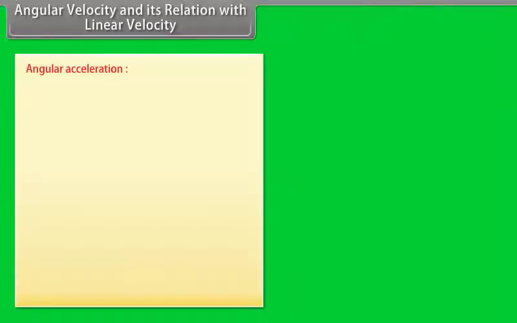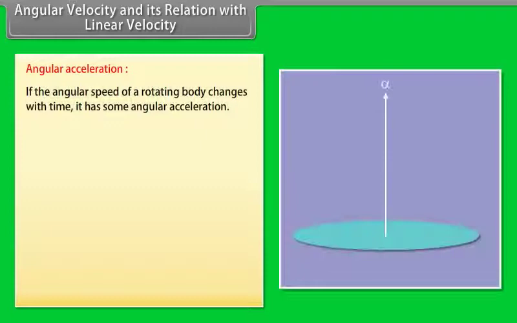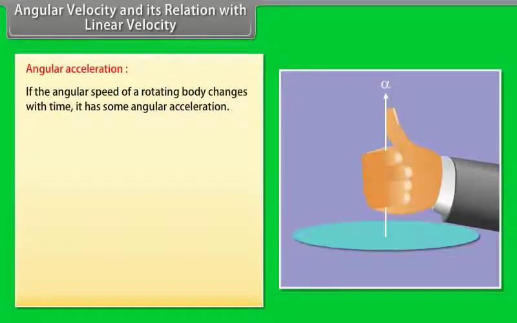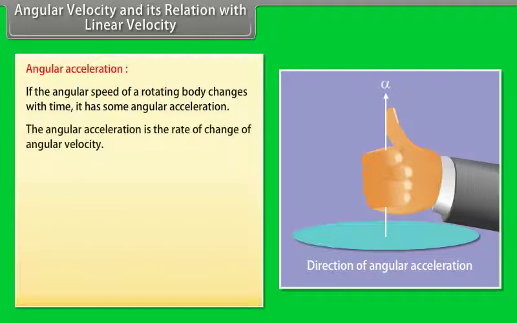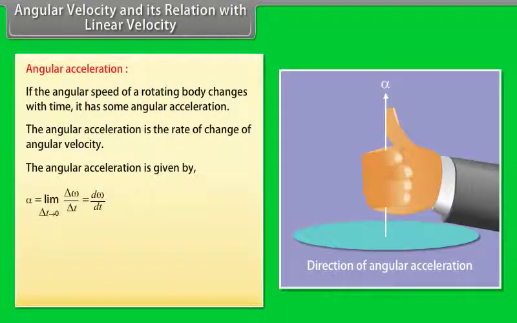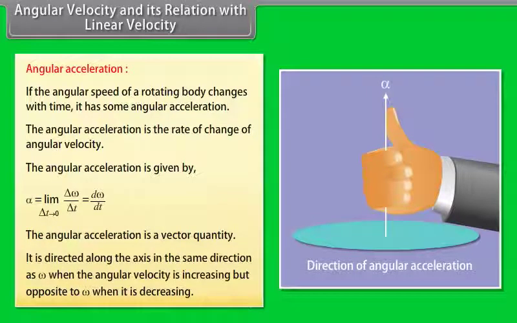Angular acceleration. If the angular speed of a rotating body changes with time, it has some angular acceleration. The angular acceleration is the rate of change of angular velocity. It is given by alpha, which is equal to the limit as delta t tends to 0 of delta omega upon delta t, which is equal to d omega by dt. The angular acceleration is a vector quantity. It is directed along the axis in the same direction as omega when the angular velocity is increasing, but opposite to omega when it is decreasing.